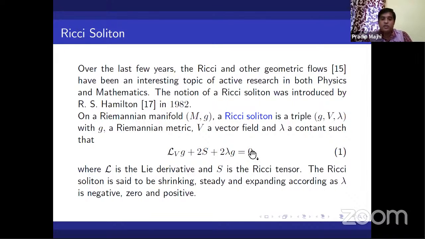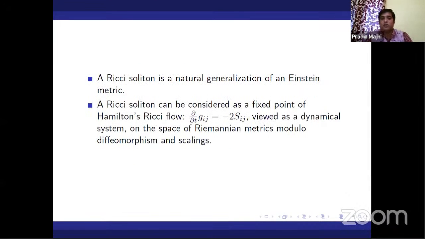In particular, if the potential vector field V is a Killing vector field, then the Lie derivative of g with respect to V will vanish. In this case, equation 1 reduces to S = lambda g, that is, g is an Einstein metric. So we can say that a Ricci soliton is a natural generalization of the Einstein metric. Also, a Ricci soliton can be considered as a fixed point of the Ricci flow, which is the equation of the flow viewed as a dynamical system.